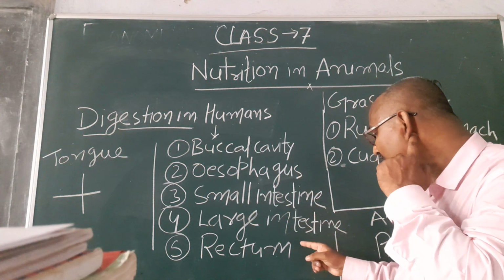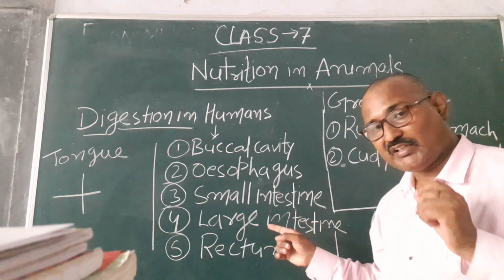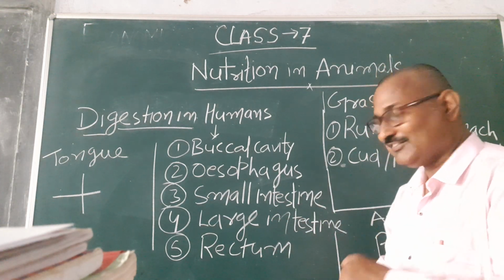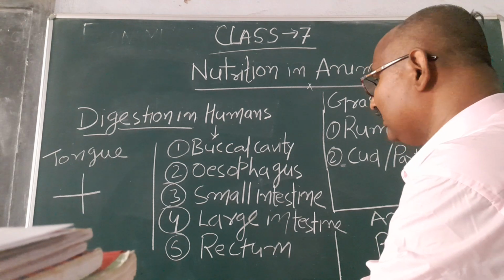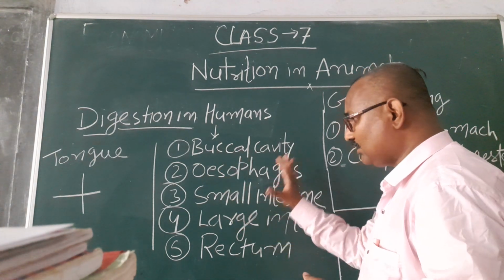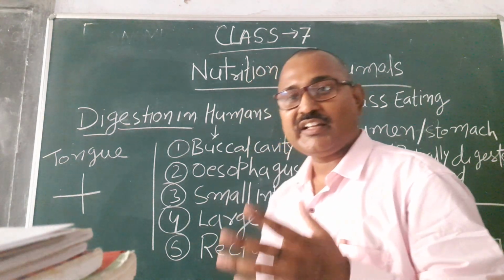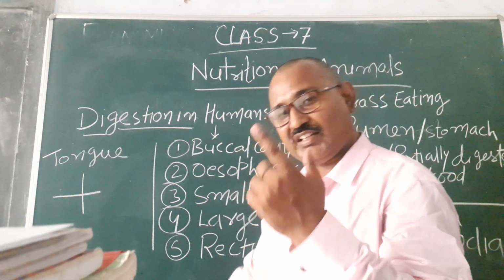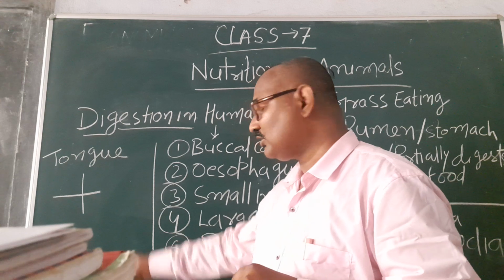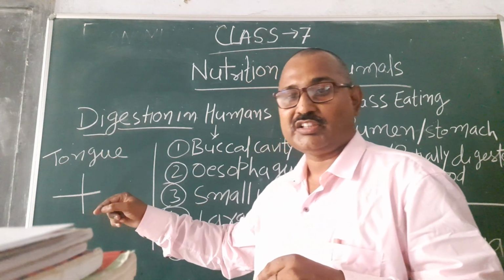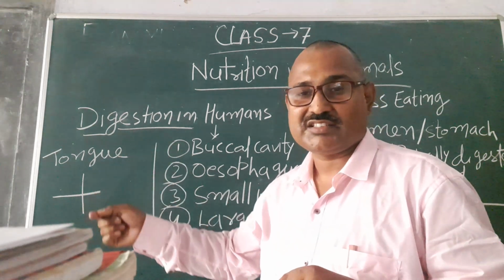And then finally all the waste material comes to the rectum. That is all about human digestion. Now, as I told, we have sense organs. Among these 5 sense organs, the tongue is one. So in the comment box, mention in which portion of the tongue which kind of taste we feel.